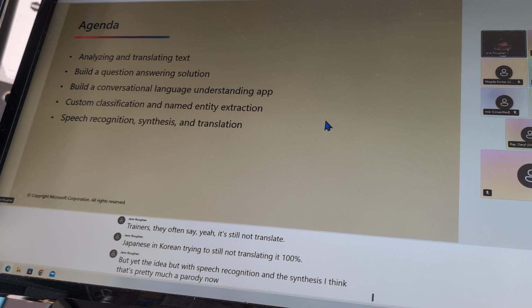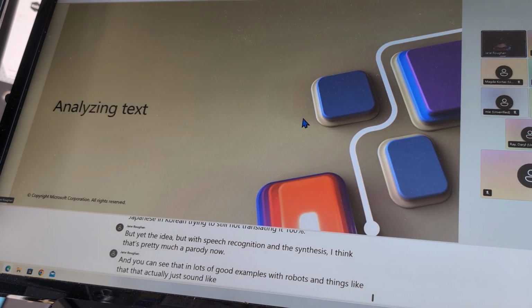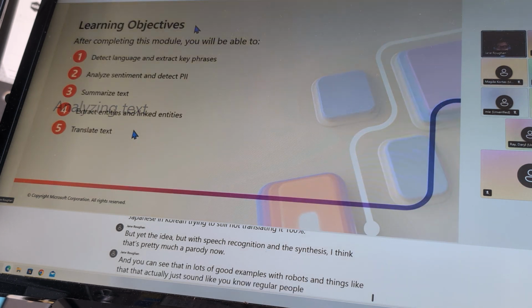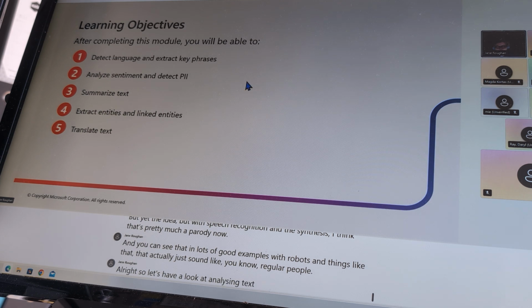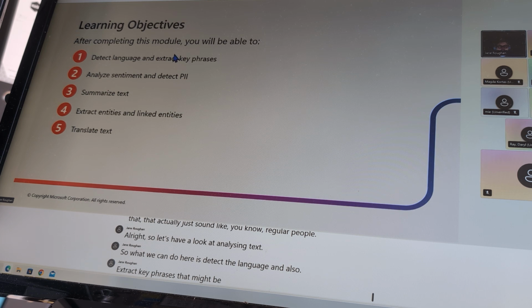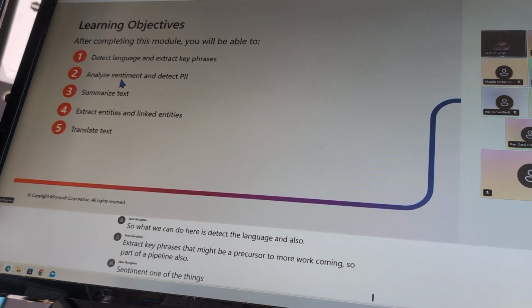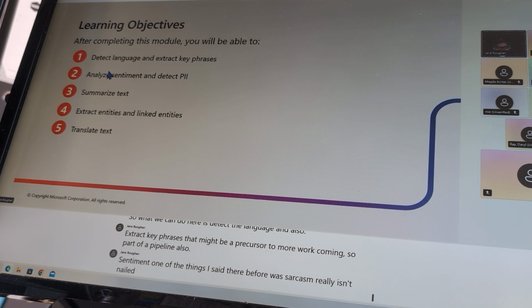And you can see that in lots of good examples with robots and things like that actually just sound like regular people. All right, so let's have a look at analysing text. What we can do here is detect the language and also extract key phrases. That might be a precursor to more work coming, so part of a pipeline. Also analysing sentiment. One of the things I said before was sarcasm really isn't nailed yet, so there's some more work to do there over the years.